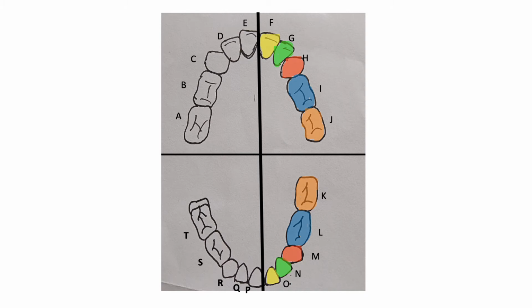And in the lower arch, it will be following the same pattern, that is from K to T, where K will be representing the lower left second molar and T will be represented by the lower right second molar. So this is the universal notation system when it is used in the primary dentition.